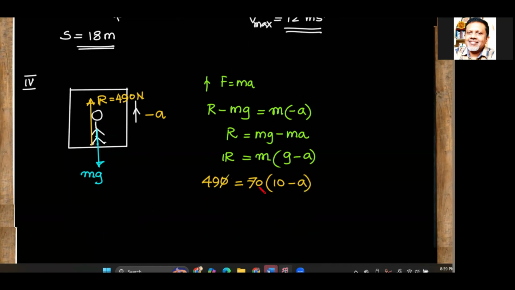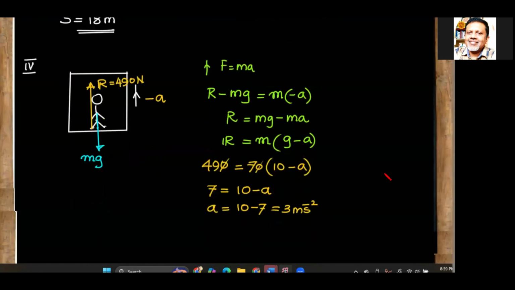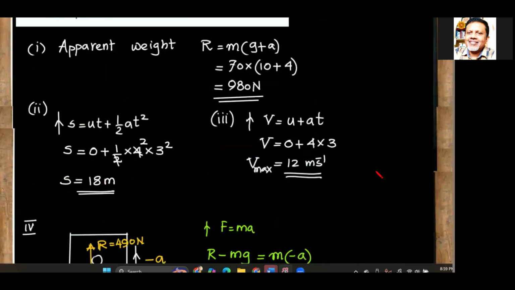So the 0 can be cut down. We know that 49 divided by 7 is 7, right? So 7 is equal to 10 minus a. And we can make a the subject by taking it to the left-hand side. So a equals 10 minus 7, so 3 meter per square second. So the deceleration or retardation magnitude is equal to 3 meter per square second.